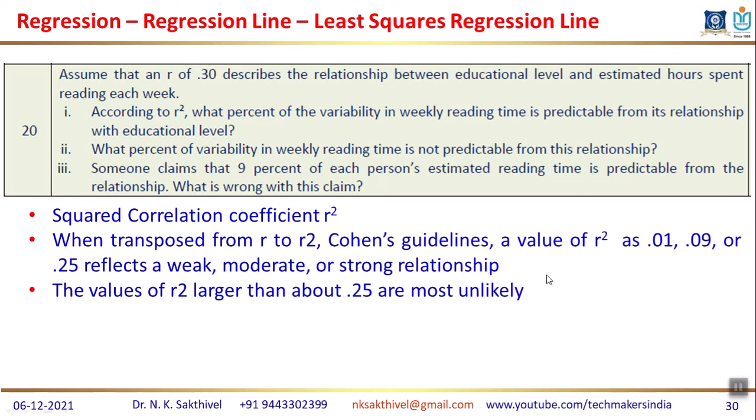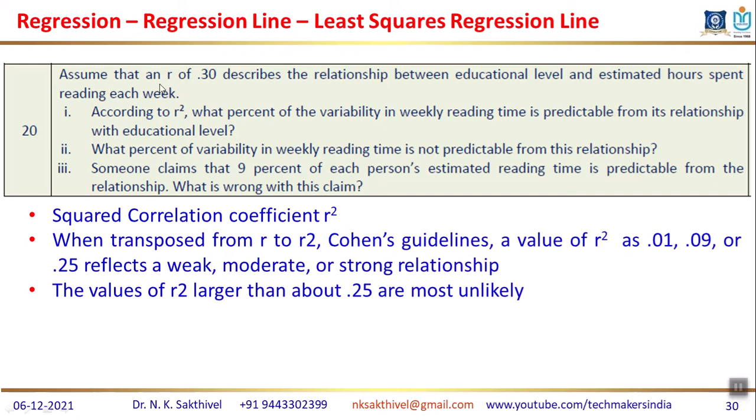Understand? If the value is coming, it seems to be a calculation error. That's the reason why it is given as most unlikely. This was predicted by Cohen, and Cohen gave what is called a guideline, with table values given. So please remember this one. This is a very important one. Based on this input, try to solve this problem.